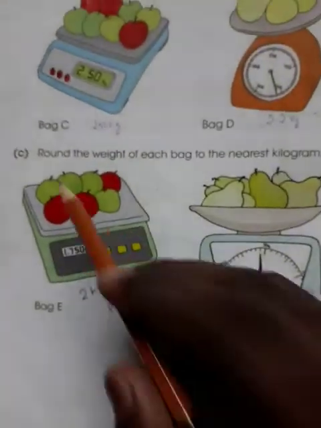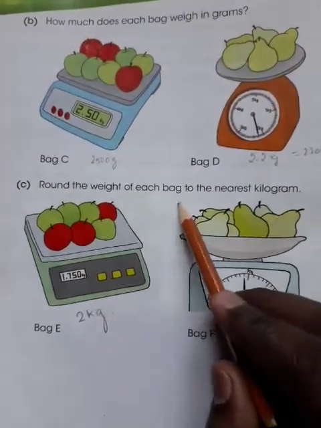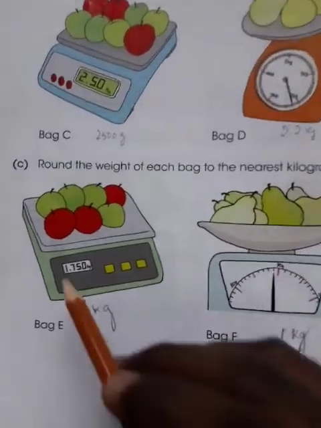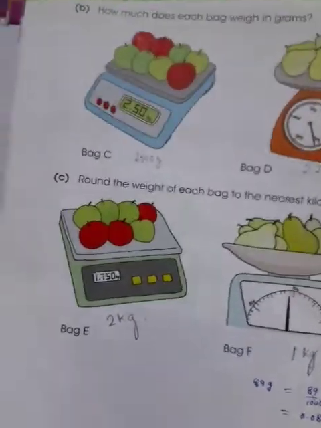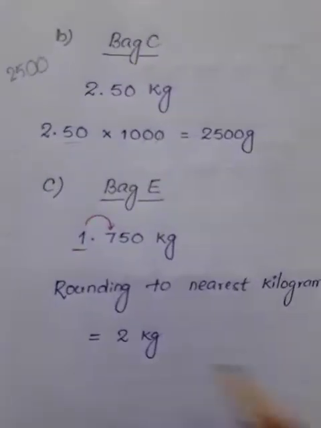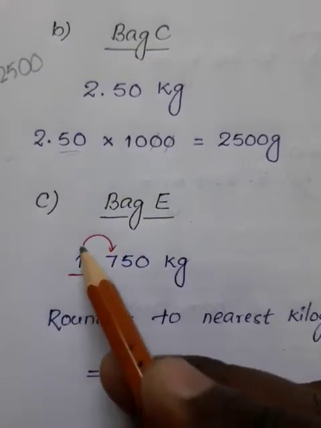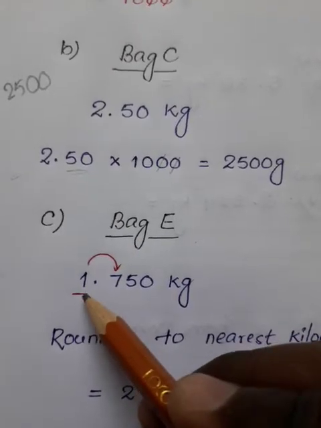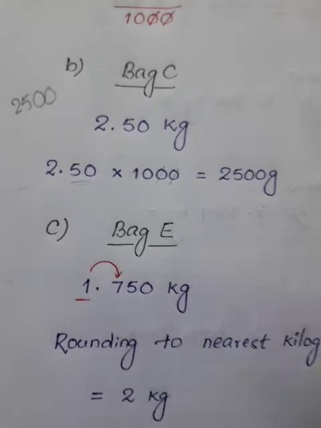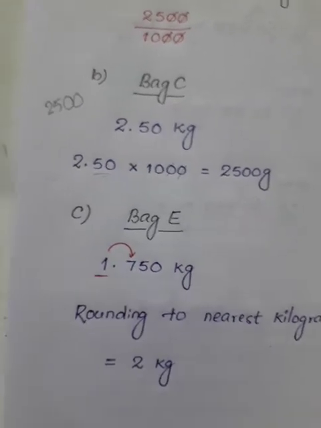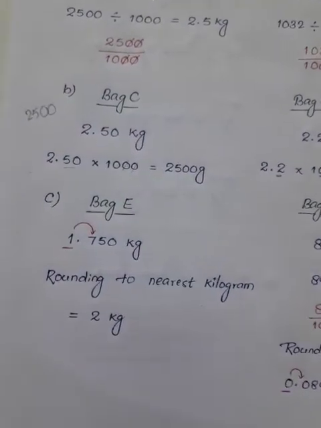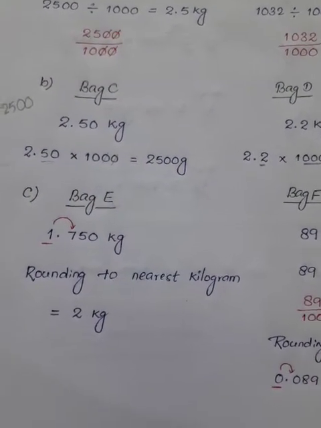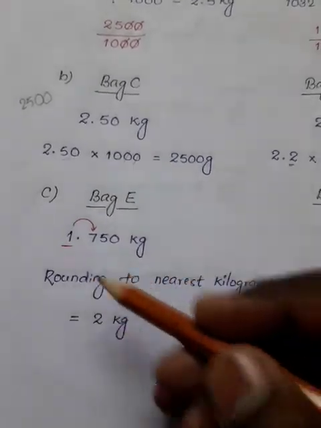Now coming to question C. Round the weight of each bag to the nearest kilogram. To the nearest kilogram. This is 1.750. This is rounding off. I hope everyone knows rounding off. So check here, only kilogram. Before the decimal, whatever we have, that is kilogram. After the decimal, whatever we have, that is grams. Just look at the number after the decimal point: it is 7. 7 is more than 5. We learned this in the first term. Rounding off: remember, 0, 1, 2, 3, 4, the number remains the same. If it is 5 or more than 5, so 5, 6, 7, 8, 9, the number changes to the next number. So 1 changes to 2 kilogram.